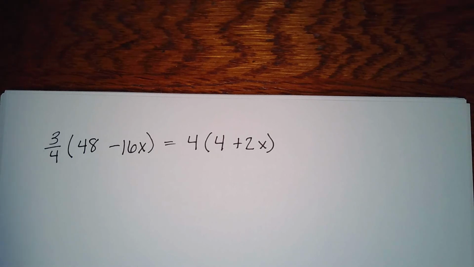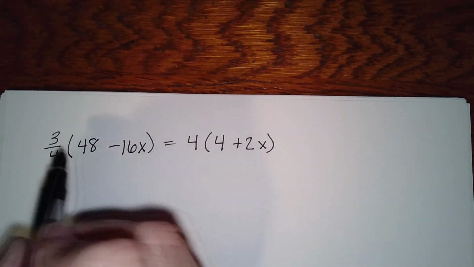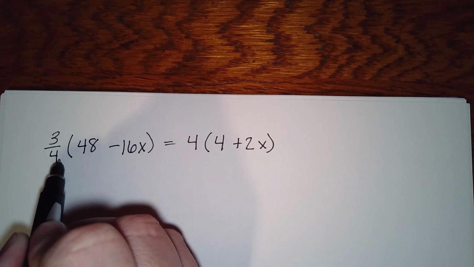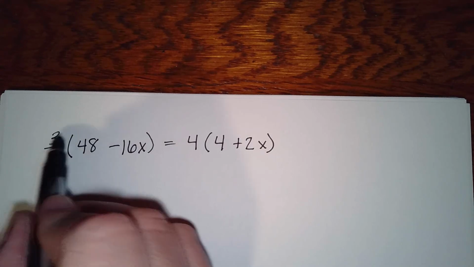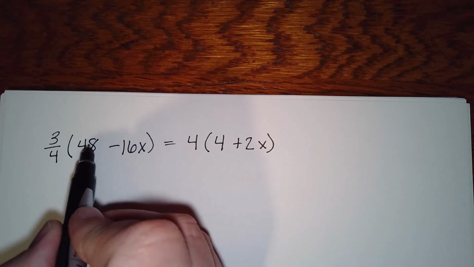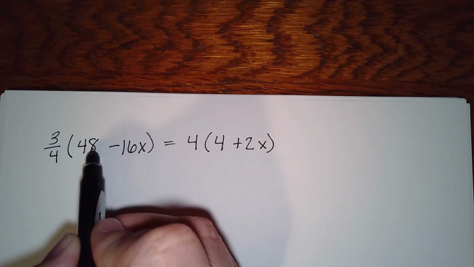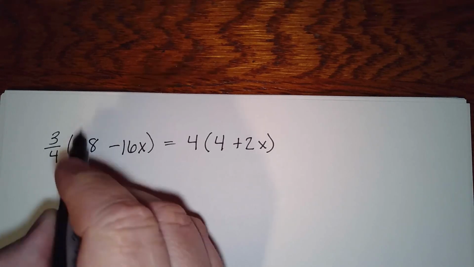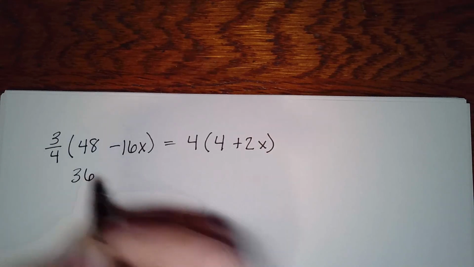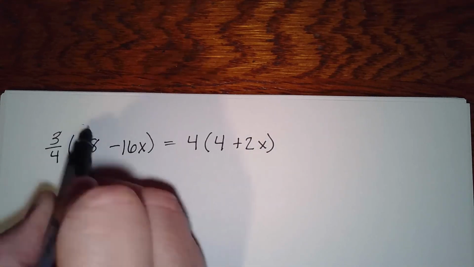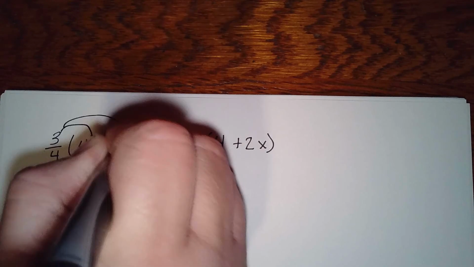So 3/4. Now I know that you like to use a calculator, which is great, but sometimes it's easier to do it in your head. This means that for each one of these, I am going to divide it by 4 and then multiply that outcome by 3. So 4 divided into 48 is 12. 12 times 3 is going to be 36. And that right there is the first one.